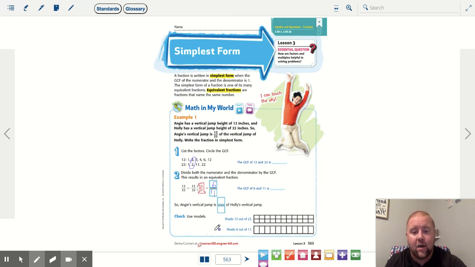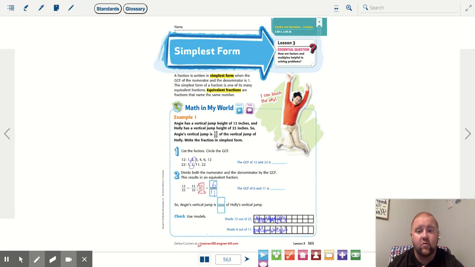So here's a model down here that we can talk about for shading. When we say shade 12 out of the 22, so that's 2, 4, 6, 8, 10, 12. That's 12 out of 22. All right. And then when we say to shade 6 out of 11, 1, 2, 3, 4, 5, 6. You see in this model here, that's given, you realize that they still represent the same amount. It's just written a little bit differently, okay?